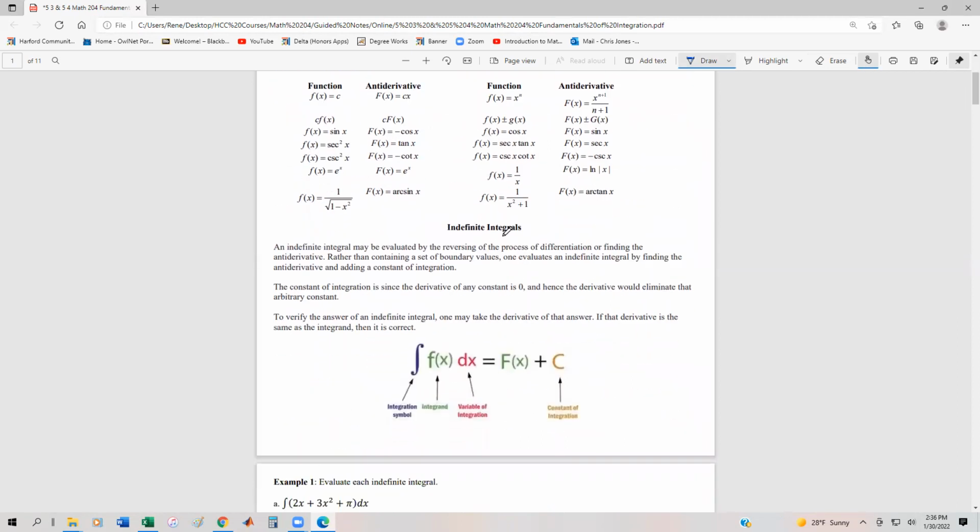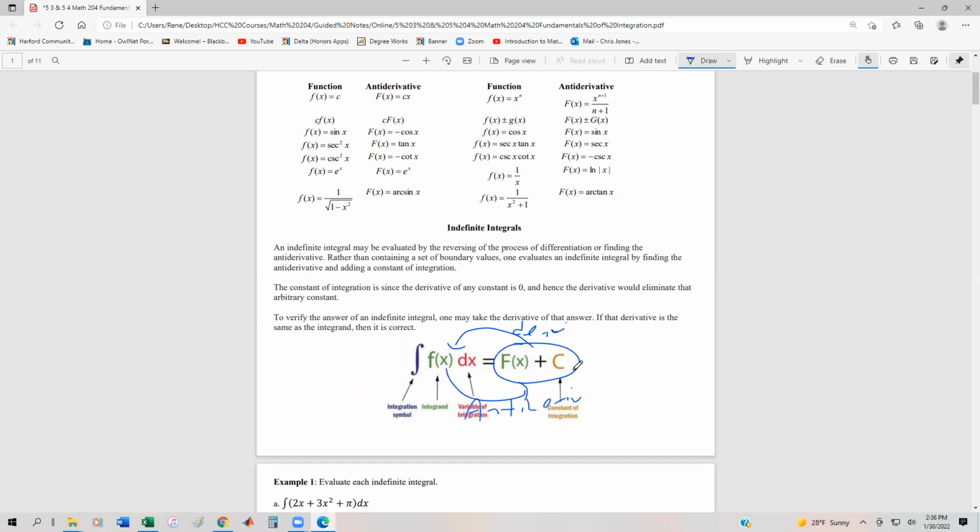Now, indefinite integrals. An indefinite integral is basically finding an antiderivative and then just tacking on a plus C at the end. The plus C is a constant of integration. One of the ways you can check that you got your antiderivative or your integral right is by finding the derivative. If you find the derivative of this, you should get back to your original function. So this way is an antiderivative.